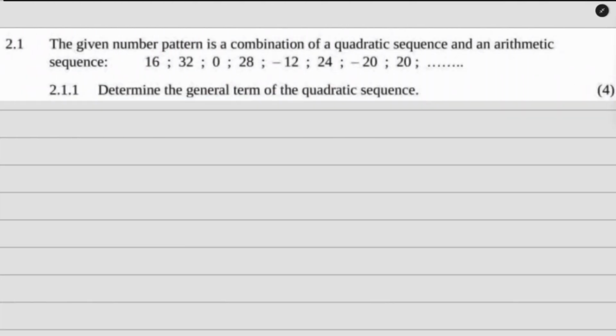Question 2 is still under the umbrella of patterns. Now we've got a combination of two patterns. We've got a quadratic sequence and an arithmetic sequence nested in this mess of numbers here. And the first question asks me to get the general term of the quadratic sequence. So I'm going to quickly separate the two patterns.